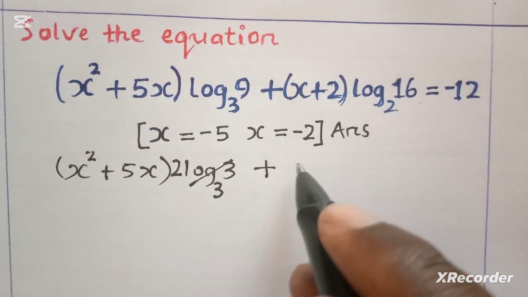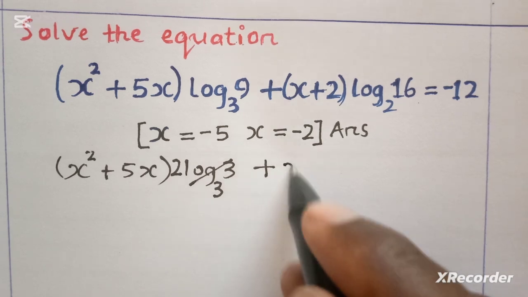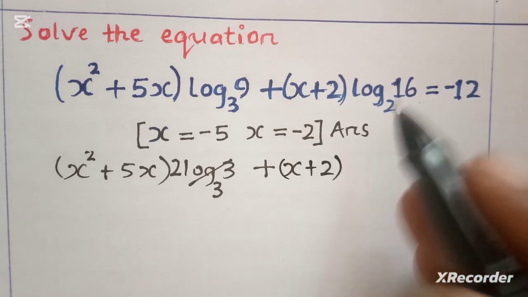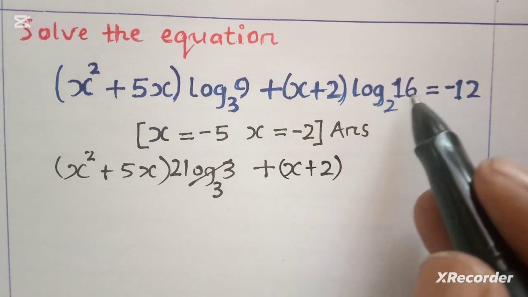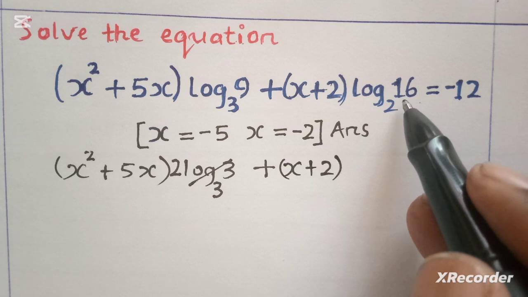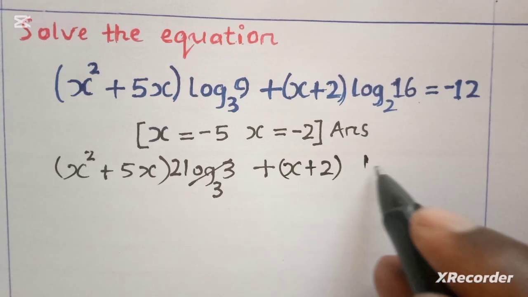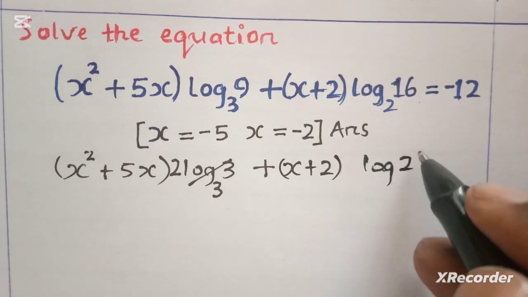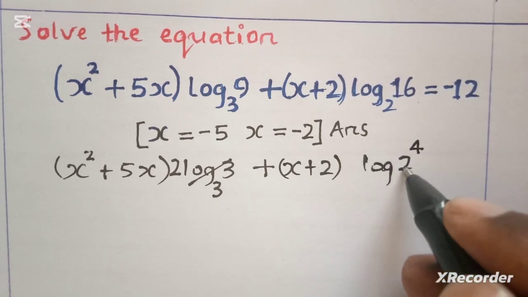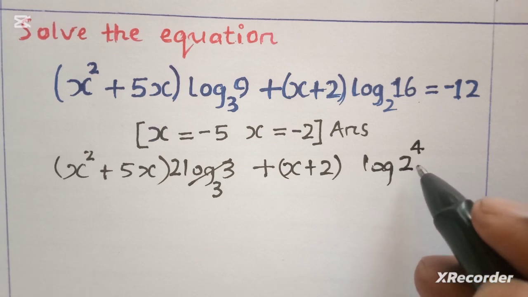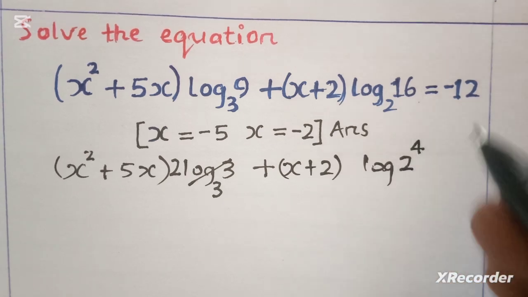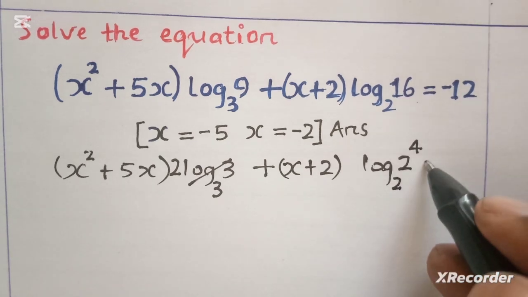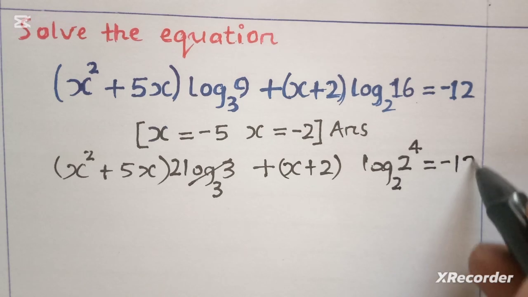So guys, we continue, even as I teach you some of the laws of logarithm as we continue. So this one is going now to be x plus 2. Again, guys, here we have 16 and we have 2. I can write this 16 in terms of 2. That is log 2 raised to 4, because this is now 2 times 2 times 2 times 2, 4 times, which gives us 16. And this one is to base 2. This now comes to negative 12.